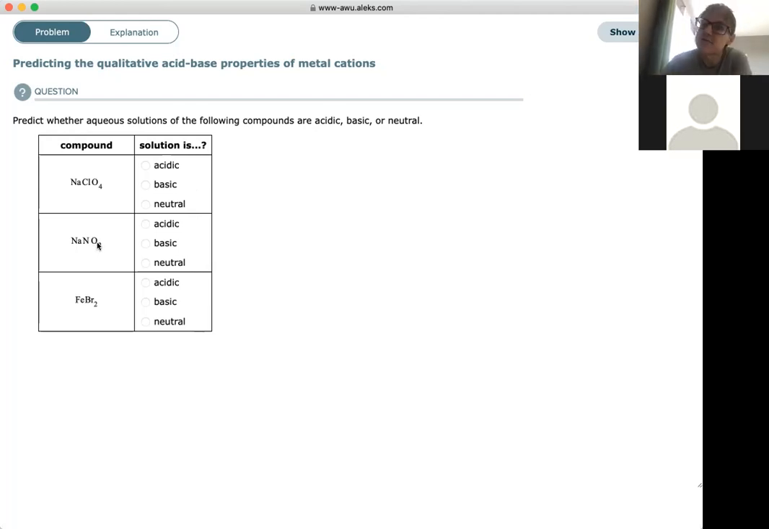NO2 minus comes from a weak acid. Therefore, the conjugate base is going to be relatively strong. So let's make another little list here. These ones you don't really have to memorize, but it's good to actually kind of look at them. So these are weak acids.